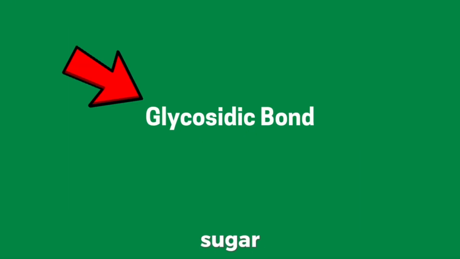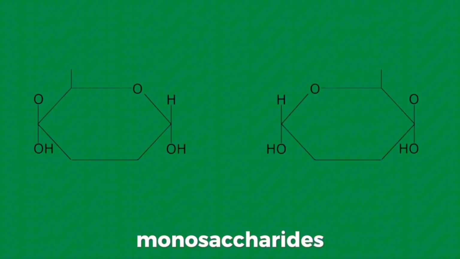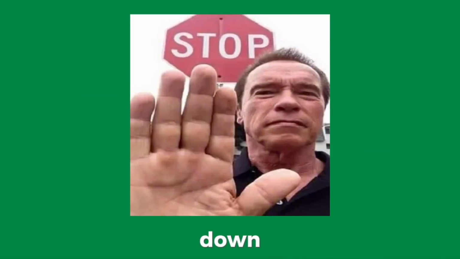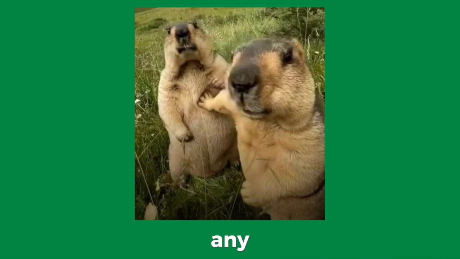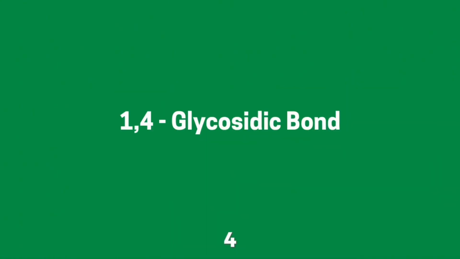Glyco meaning sugar. This is a bond that happens between two sugars, two monosaccharides. And here we can see that. But wait, just slow down a minute, because this isn't just any glycosidic bond. There are different types, and in this one, we call it a 1,4 glycosidic bond.